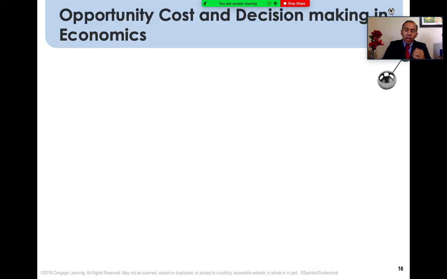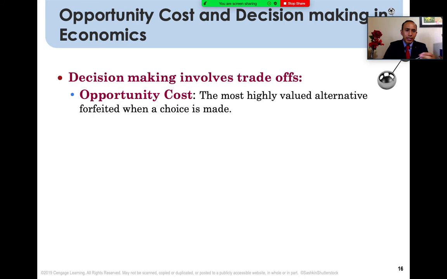Now, in our economic decision making, we often are faced with opportunity cost. An opportunity cost is a concept that specifies that decision making often involves trade-offs. In a technical manner, when we make decisions, we have to give up other things in order to pursue a specific decision that we make. And that is referred to as the opportunity cost of decision making.